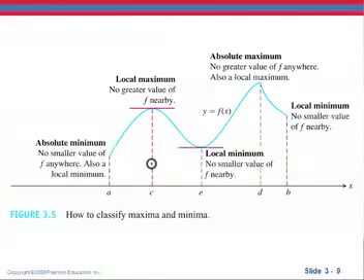Now look at A. A is the absolute minimum. It is the lowest point on this graph. And D is the absolute maximum. It is the highest point on this graph. But we also have local maximums, local minimums. This is also a local minimum because it's a low point. So you can have a local minimum as an endpoint.